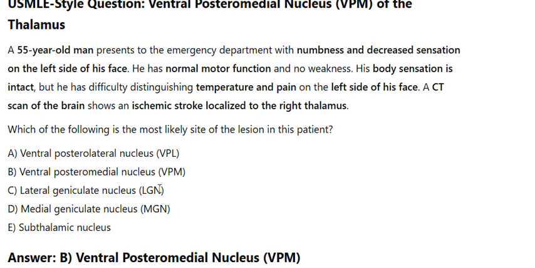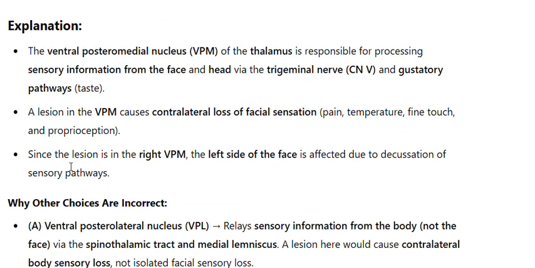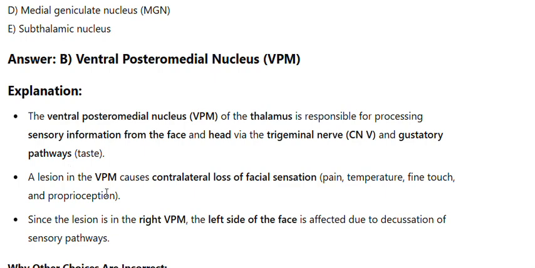Explanation. The ventral posteromedial nucleus, VPM, of the thalamus is responsible for processing sensory information from the face and head via the trigeminal nerve, CN V, and gustatory pathways. Taste. A lesion in the VPM causes contralateral loss of facial sensation, pain, temperature, fine touch, and proprioception. Since the lesion is in the right VPM, the left side of the face is affected due to decussation of sensory pathways. Why other choices are incorrect?